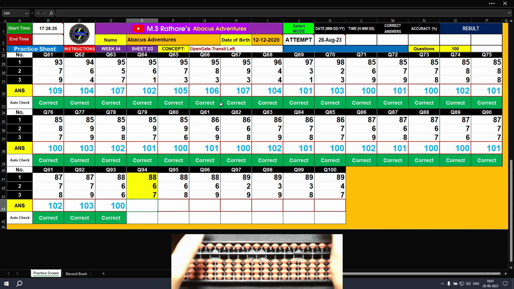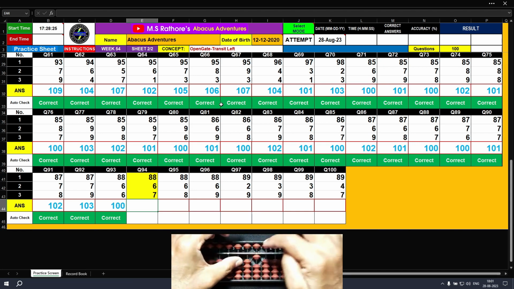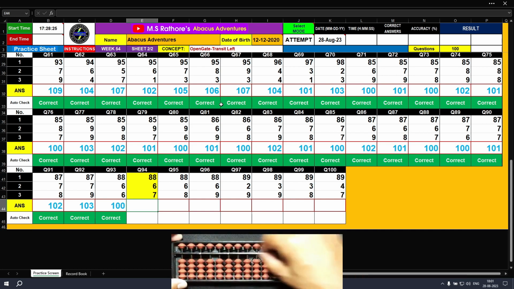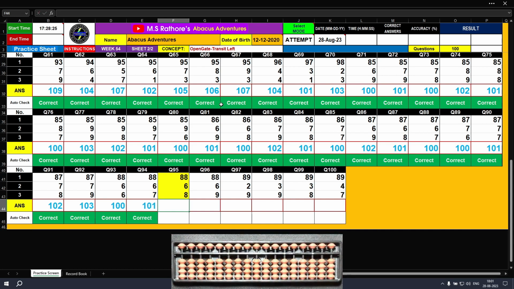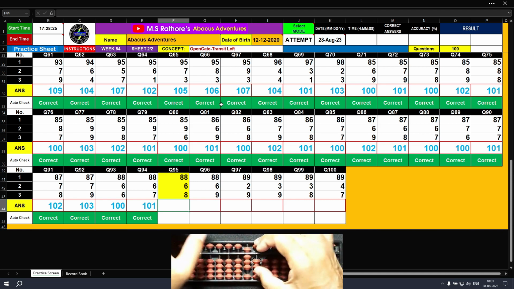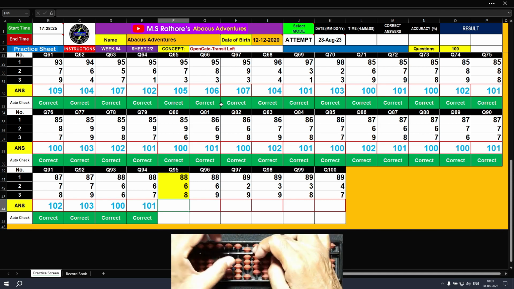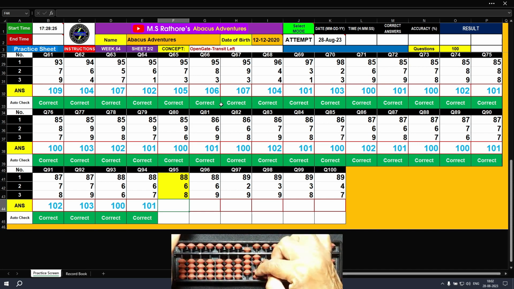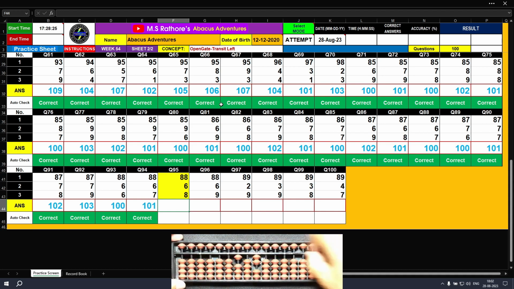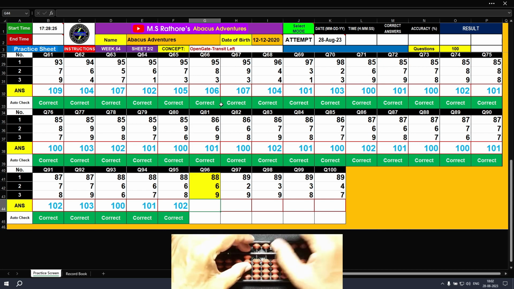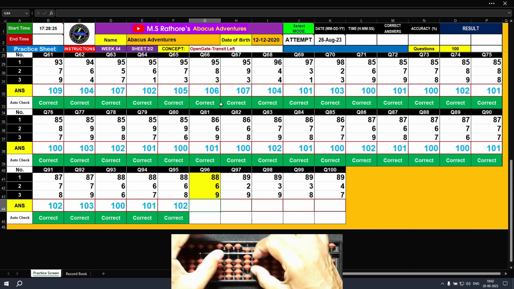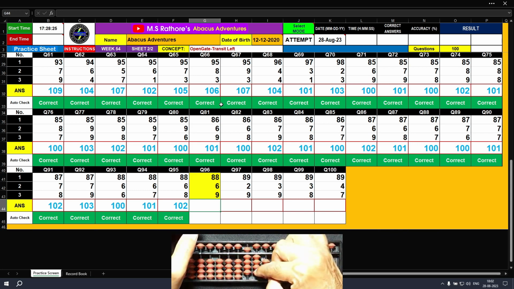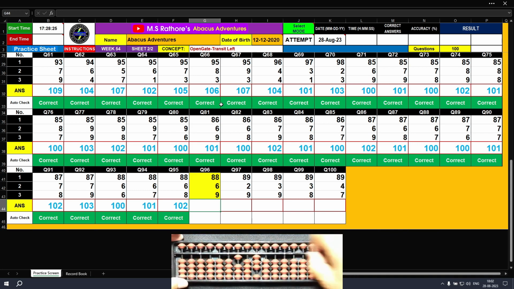Question number 94. Plus 80 plus 8, it's 88. Plus 6, plus 7, it's 101. Question number 95. Plus 80 plus 8, plus 6. Plus 8. It's 102. Question number 96. Plus 80 plus 8 plus 6 plus 9. It's 103.